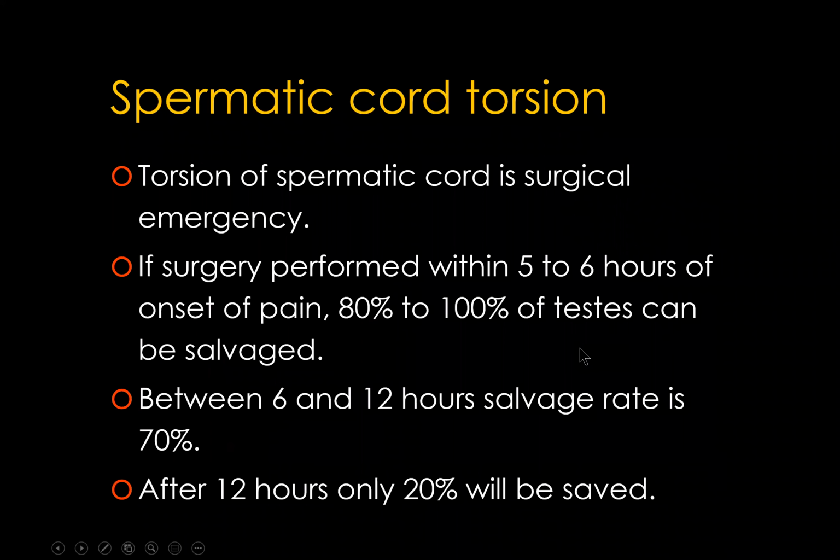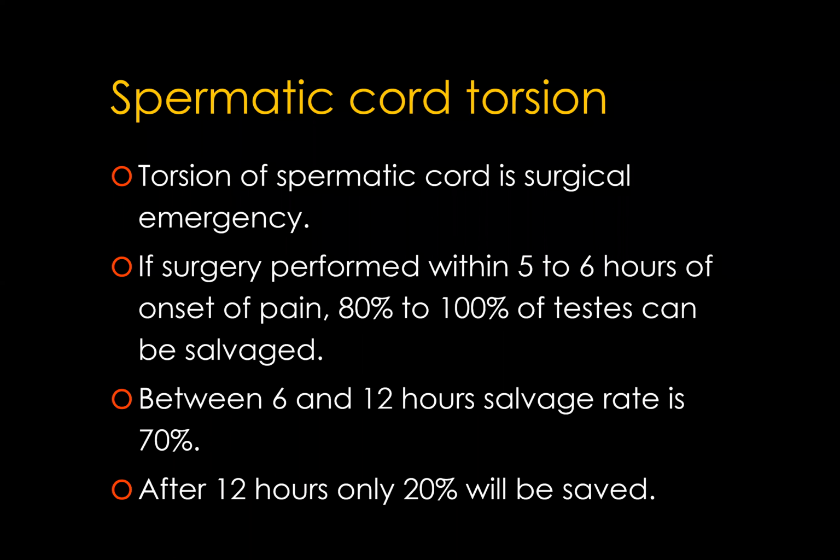Spermatic cord torsion is an emergency, and it is important to obtain a diagnostic image as quickly as possible, because the salvage rate depends on the time of surgery. If surgery is done within the first 5 to 6 hours of the onset of pain, 80 to 100% of testes can be saved. Between 6 and 12 hours, the salvage rate is 70%. And only 20%, look here, only 20% will be saved if surgery is done after 12 hours.